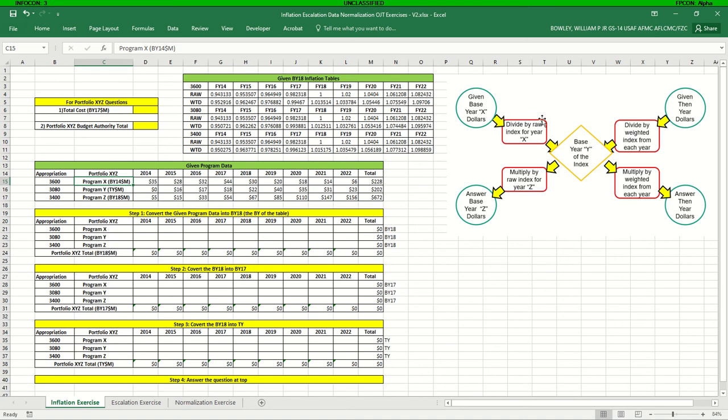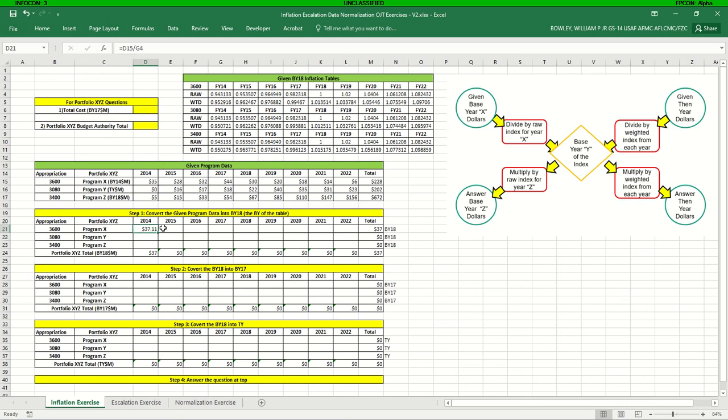So we're going to divide by the raw index for the year. In this case, we're going to divide by the raw index for 14. Again, this is 3600, but you'll notice here that the raw indexes for all these appropriations are exactly the same, because those raw indexes do not take into account the outlay rates. The weighted indexes are different because each appropriation has its own outlay rate.